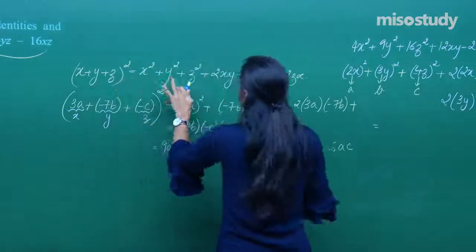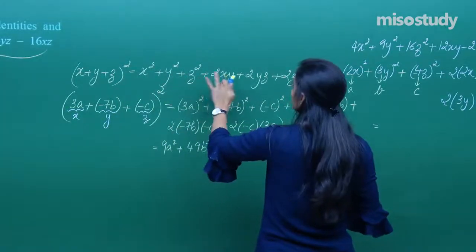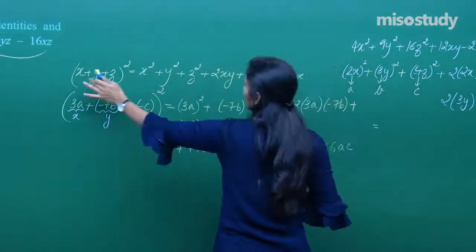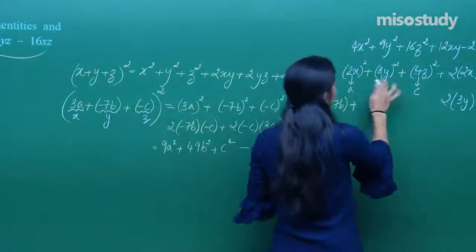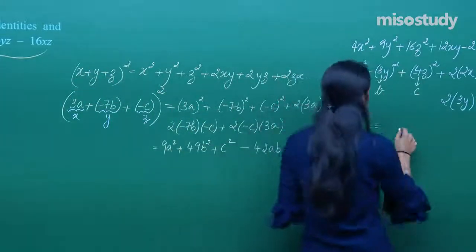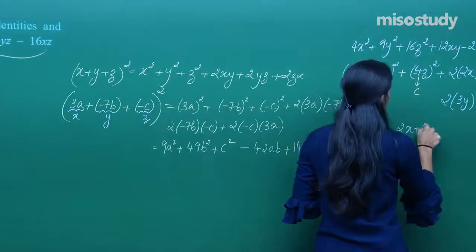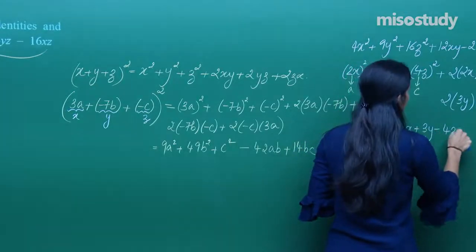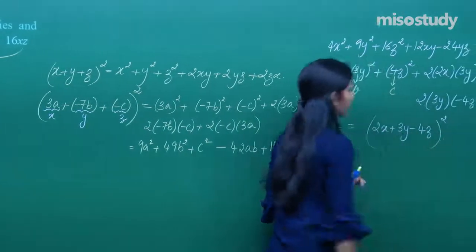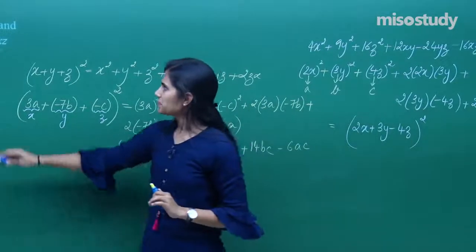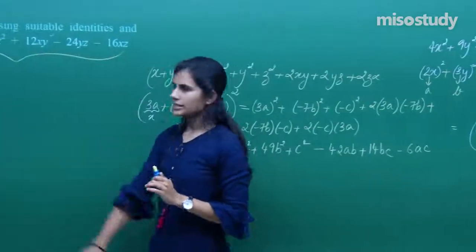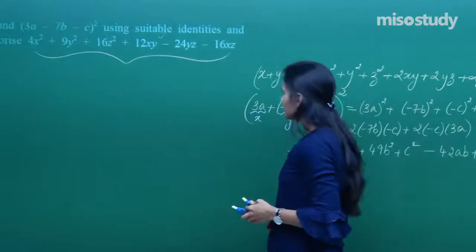So you have a square plus b square plus c square plus 2ab plus 2bc plus 2ca, where a, b and c are 2x, 3y and minus 4z respectively. So this is equal to (2x plus 3y minus 4z) whole square. So you have expanded this expression and you have factorized this expression. Let's move on to the next question.